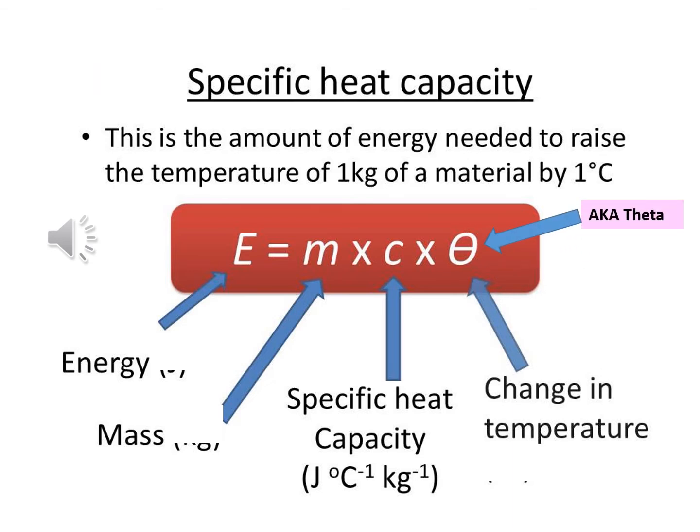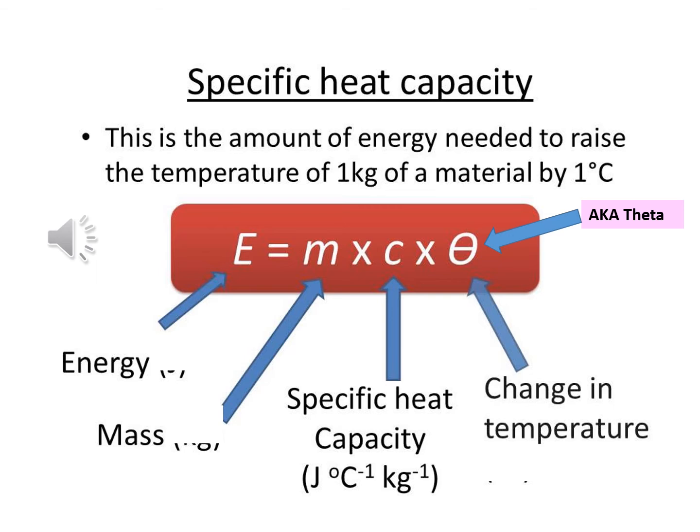So specific heat capacity, what is it? It is the amount of energy needed to raise the temperature of 1 kilogram of any material. We use metals in school, and it's to raise that temperature by just 1 degree Celsius. So basically, how much energy is needed to increase its temperature?